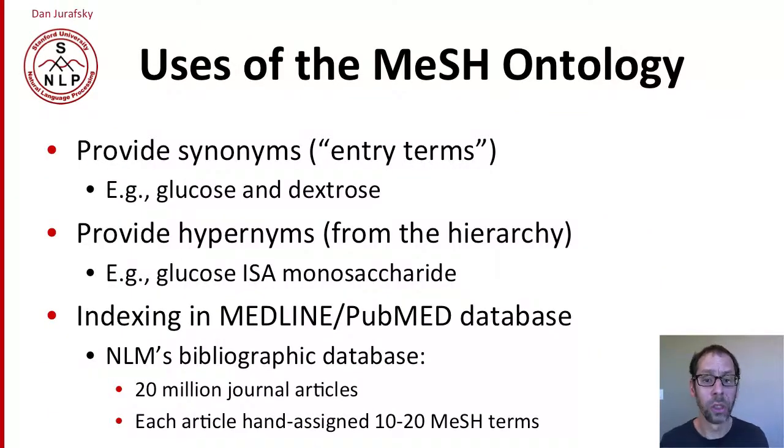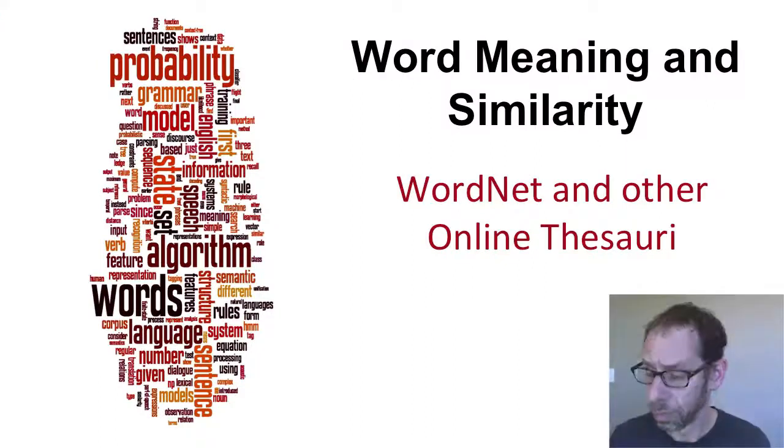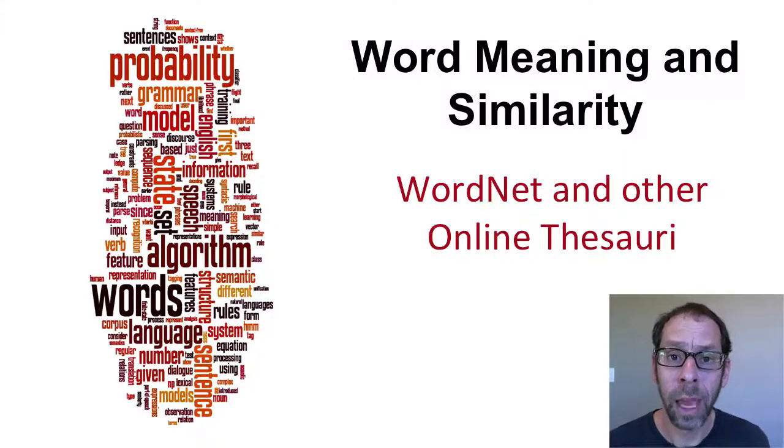And this ontology is used to provide synonyms or what are called entry terms in the MeSH terminology, provide hypernyms from the hierarchy, just like WordNet. And MeSH is used for indexing journal articles in the National Library of Medicine's bibliographic database, Medline PubMed, where there's 20 million journal articles, where the articles are hand-assigned 10 or 20 MeSH terms. So a useful ontology. So we've seen WordNet and MeSH, two very commonly used thesauri or ontologies, an important place to get representations of word meaning and word relations like hyponymy and synonymy.